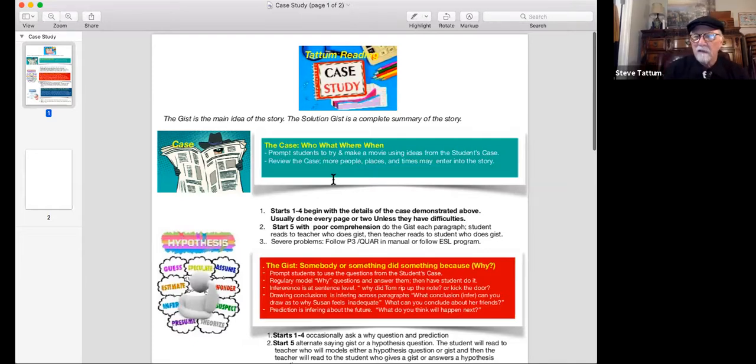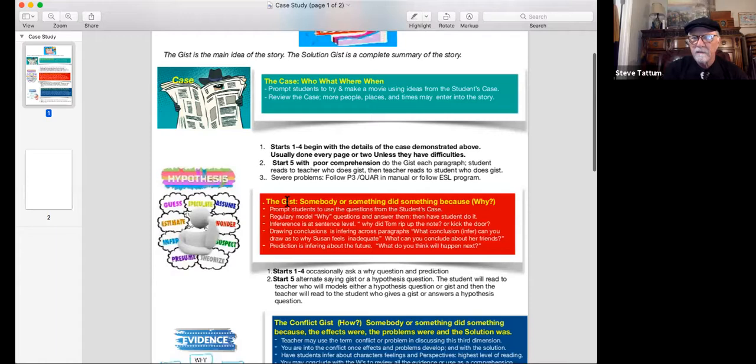So now we're reading. If they got a good idea of the case, they then give me the gist, which is kind of taking this and organizing it into a main idea. The gist is like the main idea. Somebody or something did something because. We're now moving into why. Somebody or something did something because, which is the why. So I will introduce the gist and I will model it. I'll have the child read to me and I'll model it. Then I'll read to them and they'll model it. Then they'll read to me and I'll model it and we alternate. This is for the comprehension problem child.